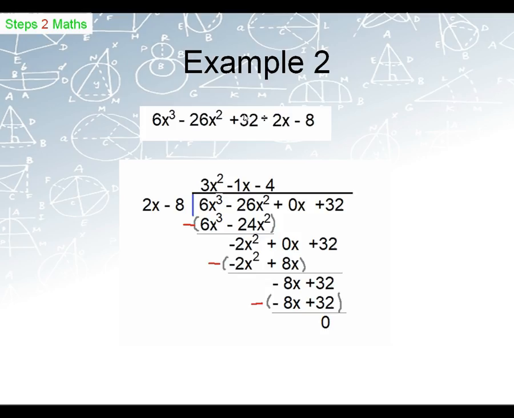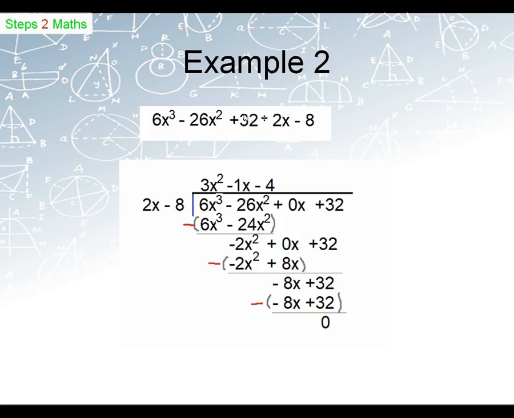We ask, how many times does 2x go into 6x cubed? It goes 3x squared times, which goes in our answer row. We multiply that out to get 6x cubed minus 24x squared, and we subtract. Remembering that when you subtract a negative number, it's the same as adding. So we have our remainder minus 2x squared, and we bring down the rest of the columns. We then ask, how many times does 2x go into negative 2x squared? The answer is minus 1x. We multiply out to get negative 2x squared plus 8x. We subtract to get a remainder, which is negative 8x, and we bring down the 32.